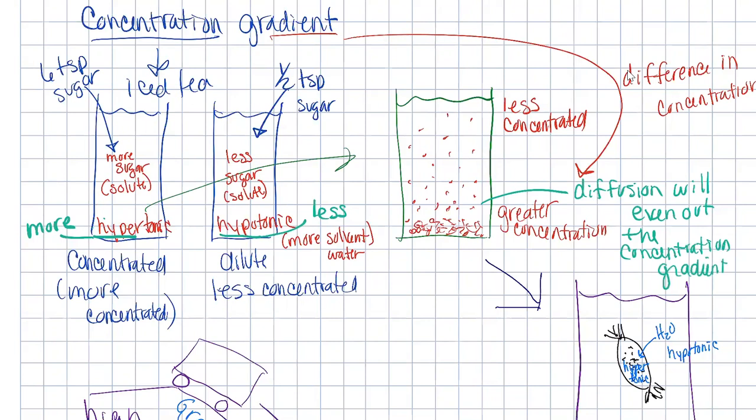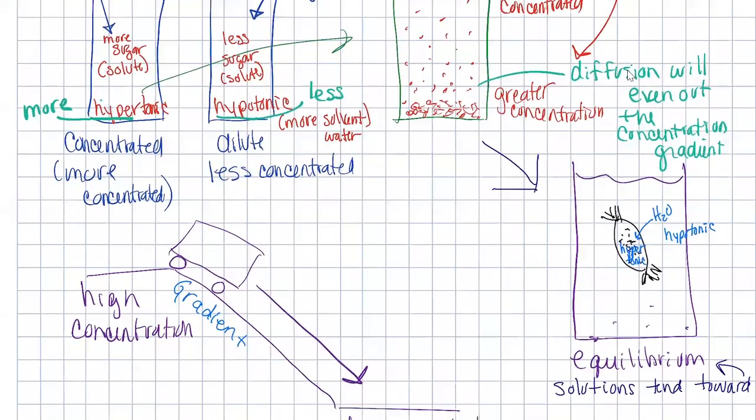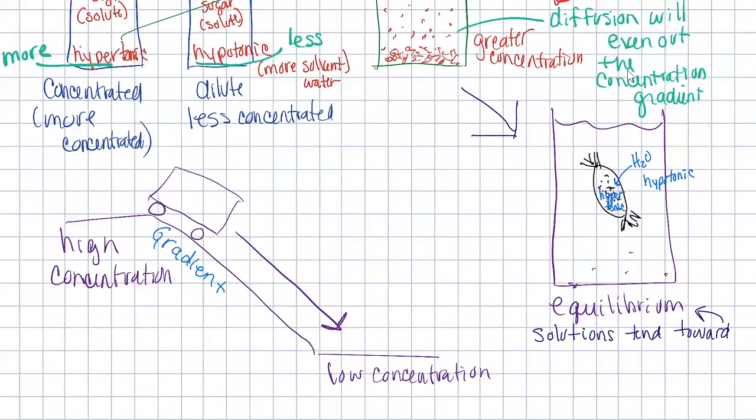Diffusion will move out that concentration gradient. Right, we'll look at one more thing. This wagon rolling down a hill is showing you what happens in a concentration gradient. The solute, which is the wagon, will move from high concentration to low concentration, just like something rolling down a hill.